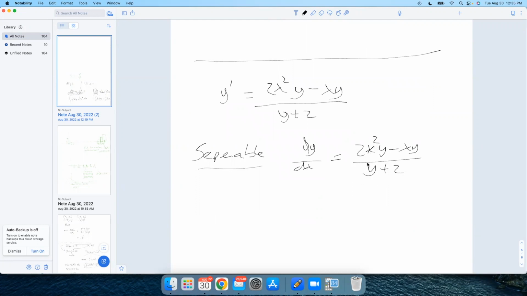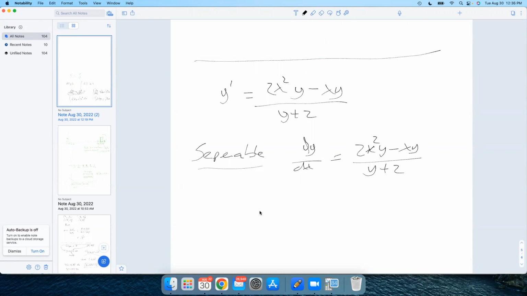So obviously I could multiply this y plus 2 over, but how am I going to get these y's over there? When you're dealing with the separable DE, you've got to move stuff around by multiplying and dividing, not adding and subtracting. Adding and subtracting stuff around is not going to help you in general. I don't want to say it'll never help you, but most of the time it won't. I'll show you an example in a minute.